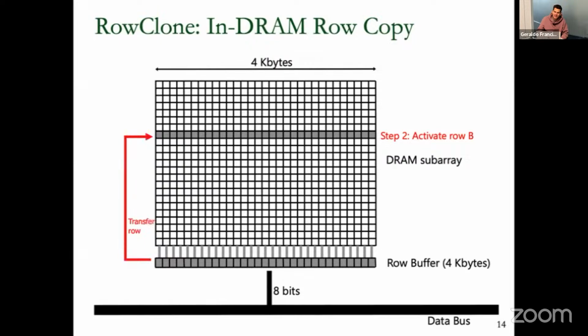So it's a really simple idea. This idea is to basically issue two consecutive activates, one for the source row, another one for the destination row, so that we can copy the data without moving it outside the DRAM chip itself. All of this incurs negligible area cost because we're not adding any circuitry to perform this operation.